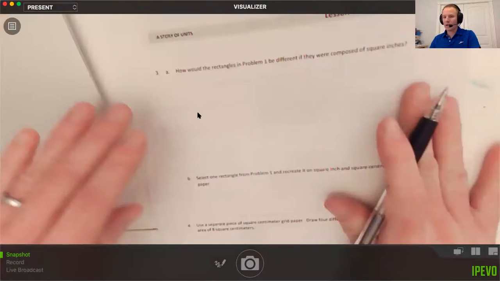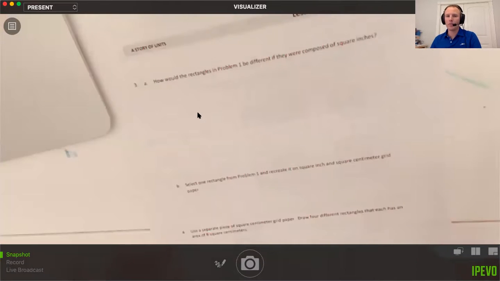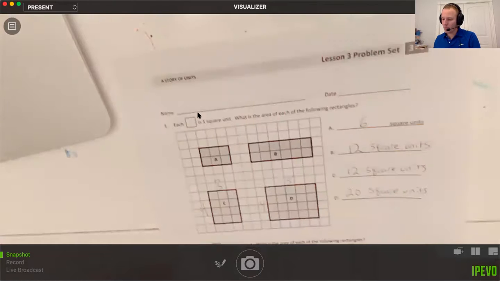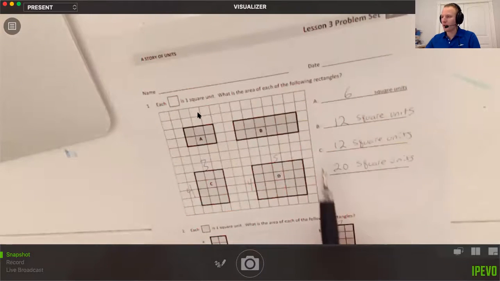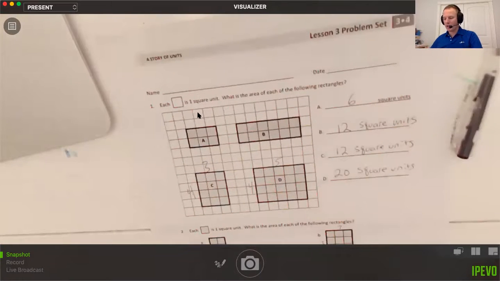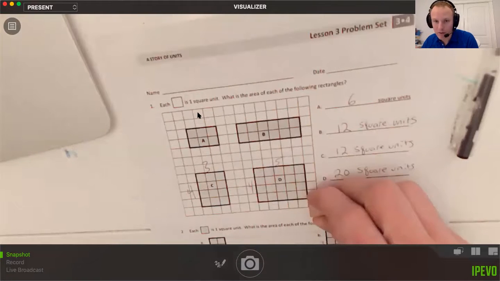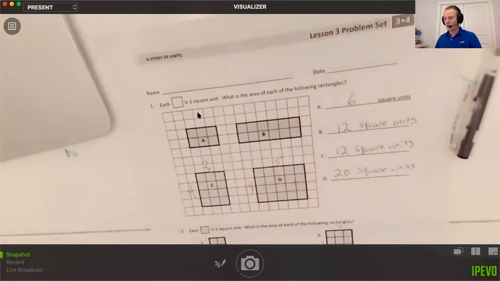Say, how would the rectangle in problem 1 be different if they were composed in square inches? So these were really like, here, I'm going to get out my square centimeter. Even though they say square units, I'm pretty sure they're centimeters. So let's see. Yeah, one of those fits right on there. So those are basically square centimeters.